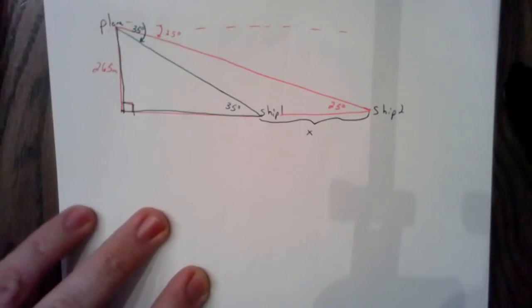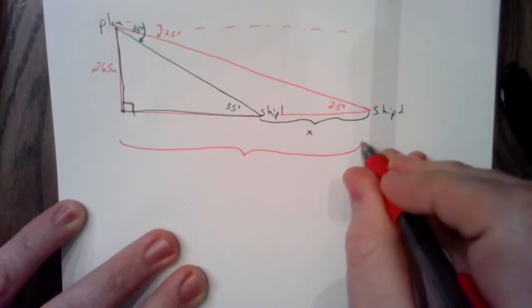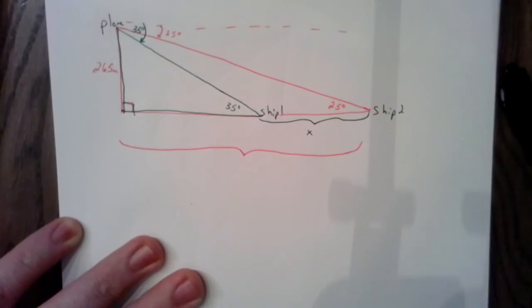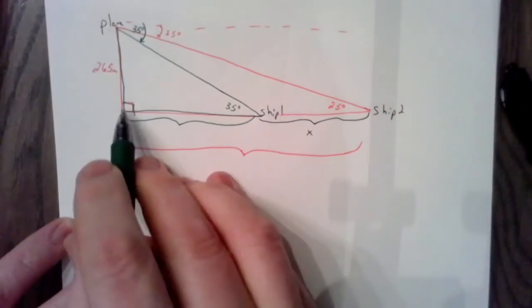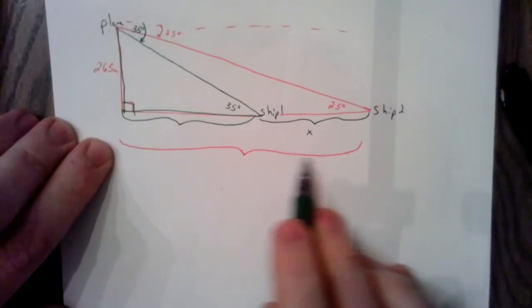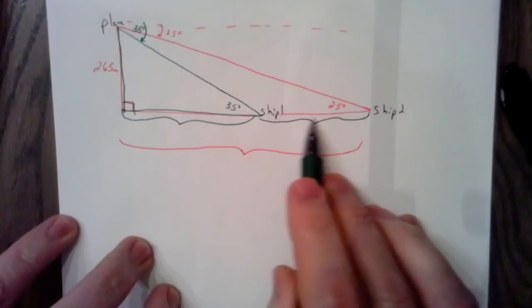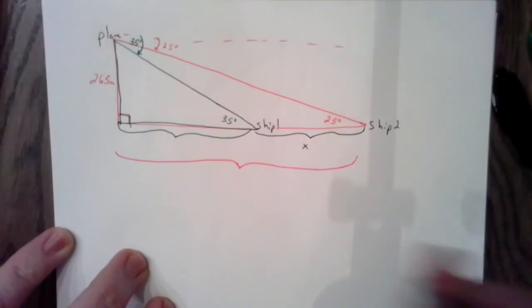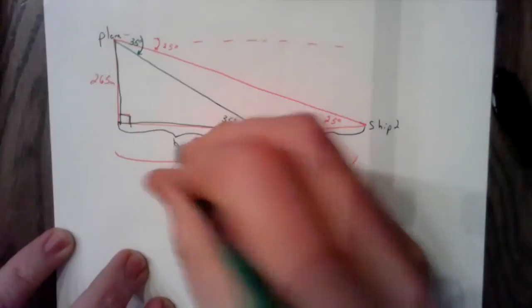So what I'm going to do is find two numbers. I'm going to find this distance: how far away is ship 2 from directly below the plane? And then I'm going to find this distance: how far away is ship 1 from right below the plane? If I take this red distance and subtract this green distance, I'll be left with this black distance. Since I'm using x for that distance, we'll call this one A and this one B. It doesn't really matter.